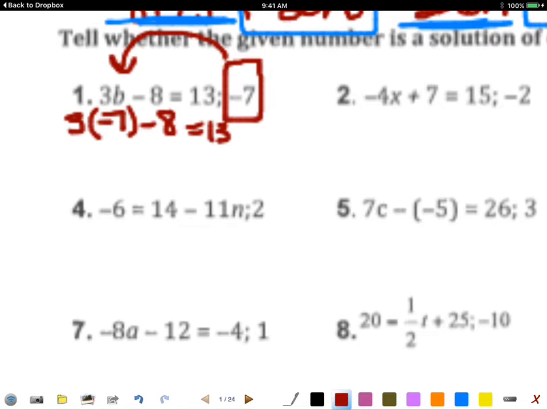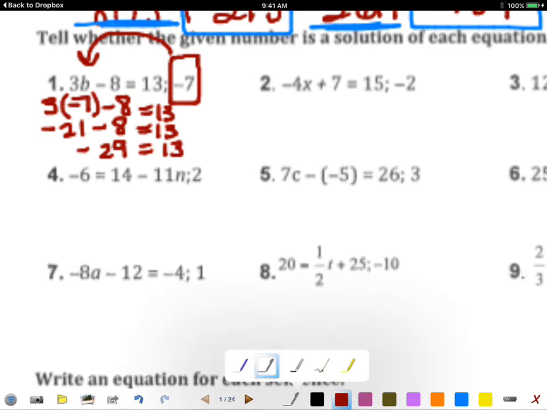And we need to work out that left side of the equation. So 3 times a negative 7 would be a negative 21. And we still have that minus 8 equals 13. Bring all of that down. Now you need to figure out negative 21 minus 8. What would that be? Negative 29 equals 13. Okay, so does negative 29 equal 13? No, it does not. We're going to put a slash through the equal sign that says negative 29 does not equal 13. And so therefore, we're going to write no, negative 7 is not a solution to this equation.